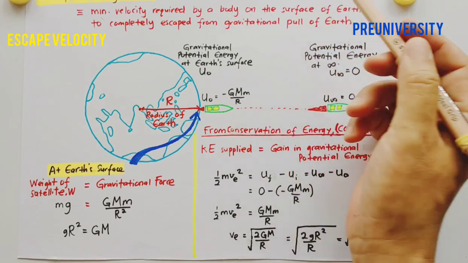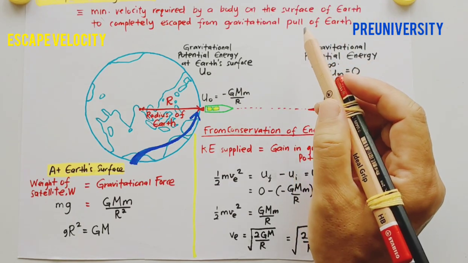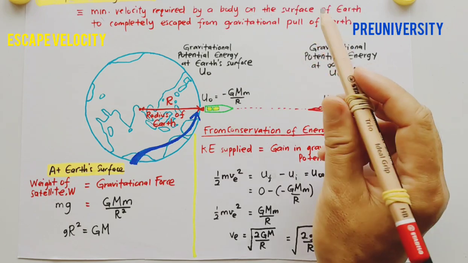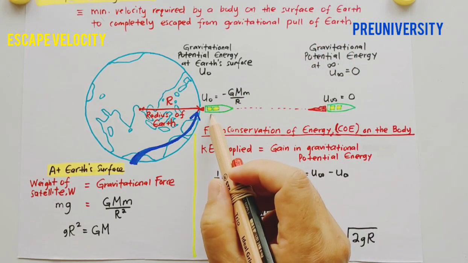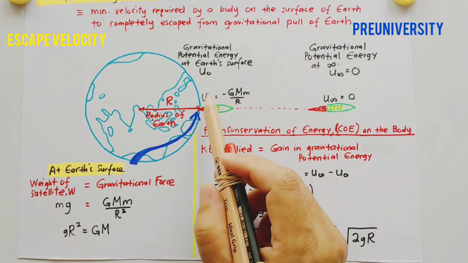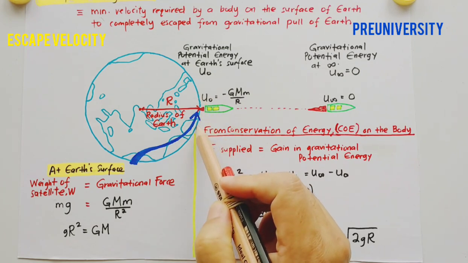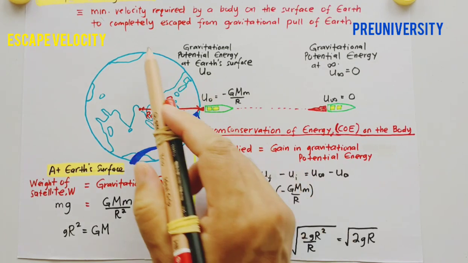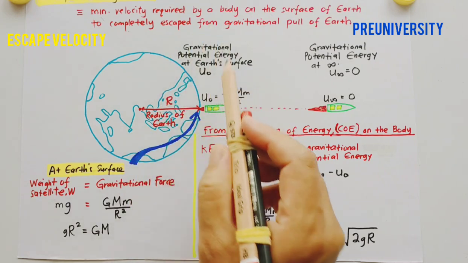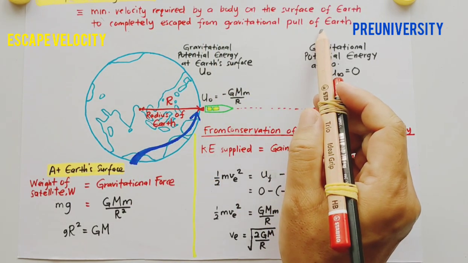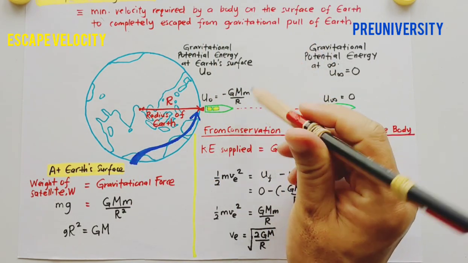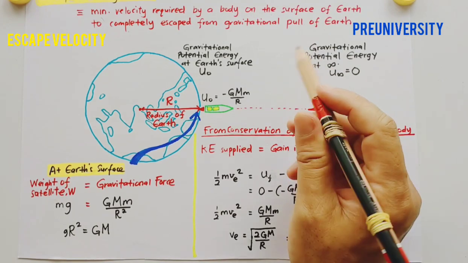So this means the escape velocity is the minimum velocity required by a body on the surface of Earth to completely escape from the gravitational pull of Earth. Okay, so we continue.